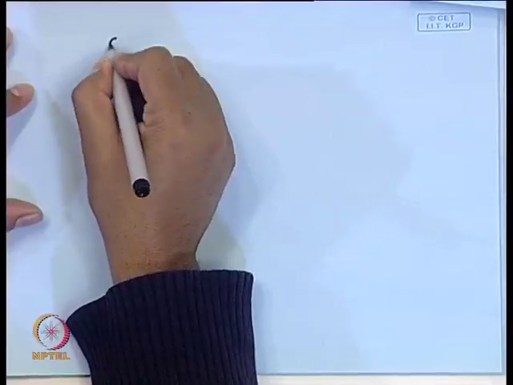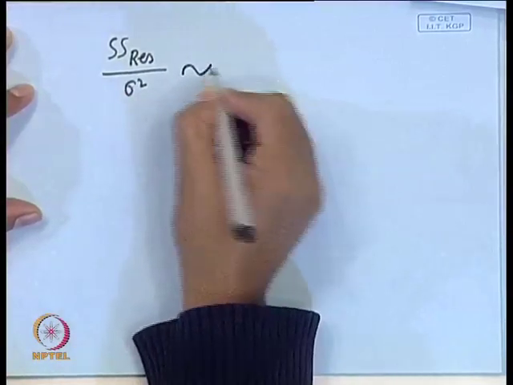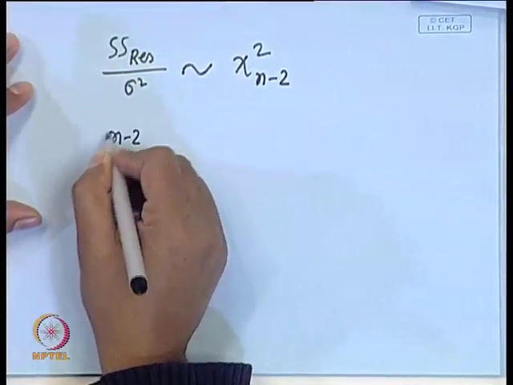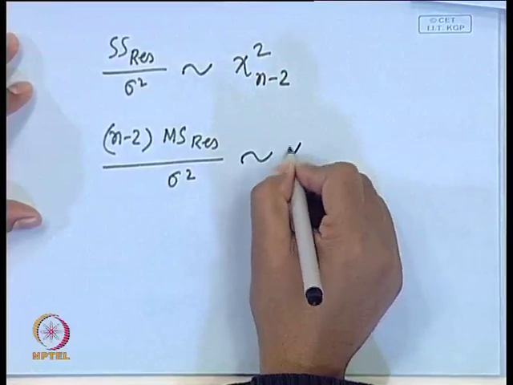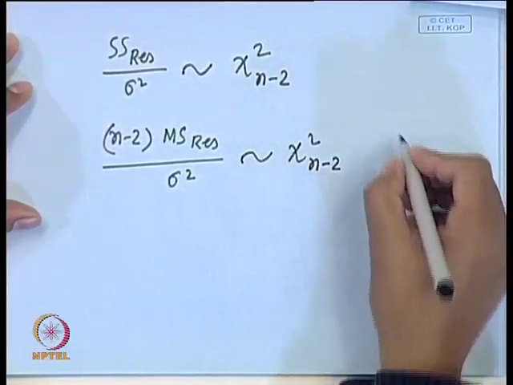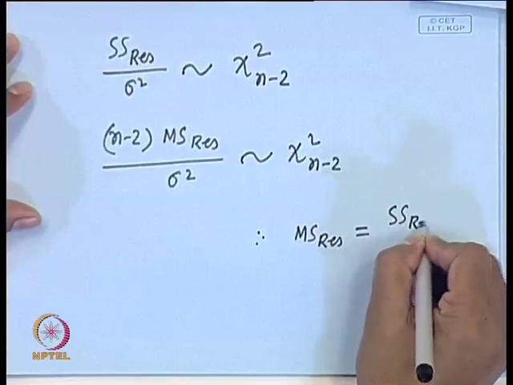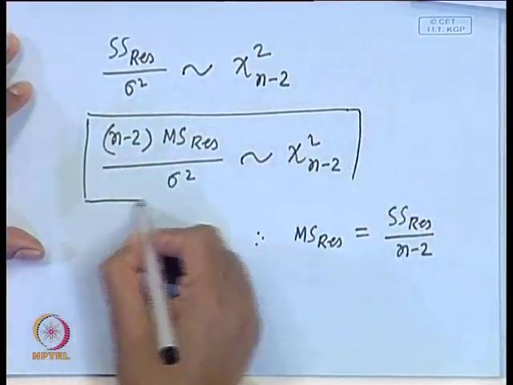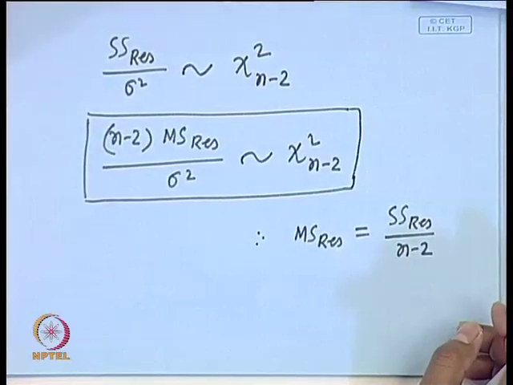So, what we proved is that SS residual by sigma square follows chi square n minus 2, which is equivalent to saying that n minus 2 times MS residual by sigma square follows chi square n minus 2, because MS residual is nothing but SS residual by n minus 2. So, this is the result we proved, and this is very much useful in testing of hypothesis.